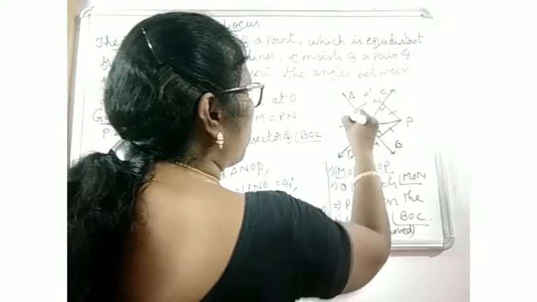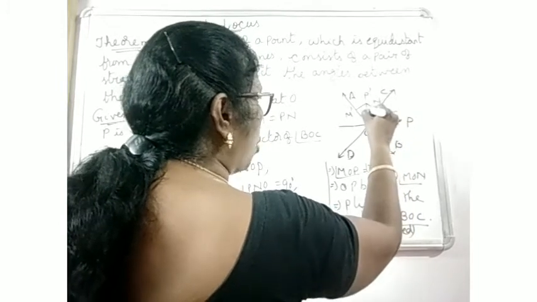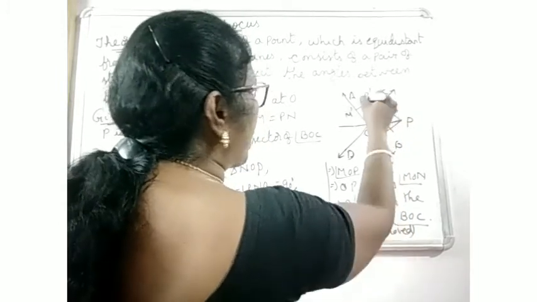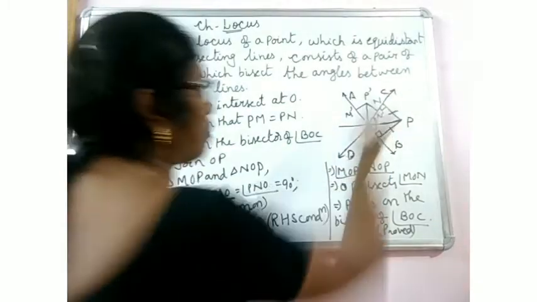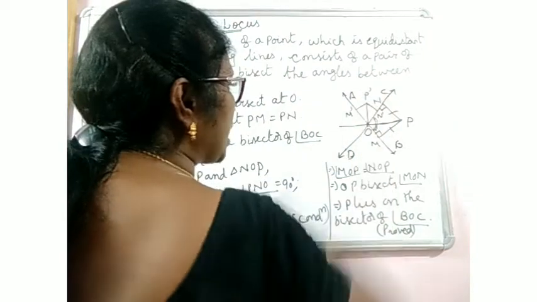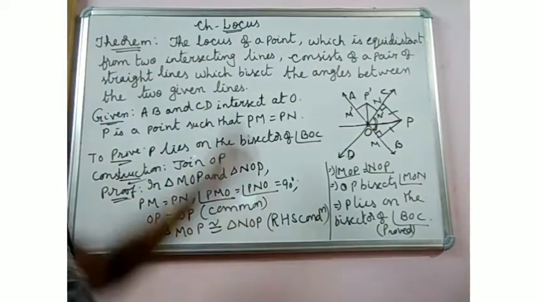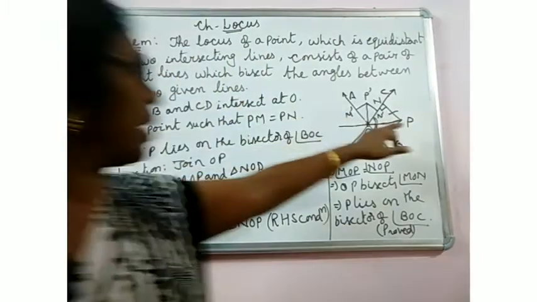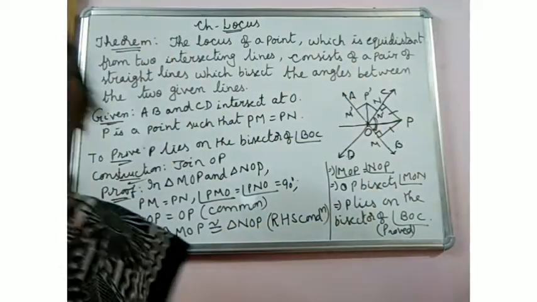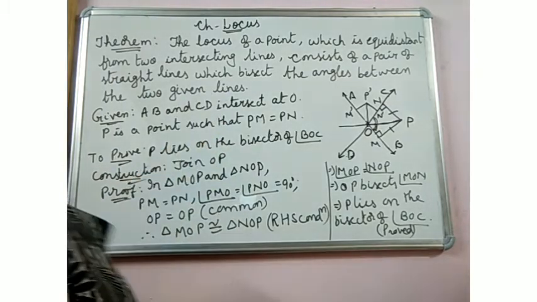Same way, if you take perpendicular M dash and N dash, automatically this OP dash bisects angle M dash O N dash. So one is OP, other one is OP dash. If you produce, you will get the straight line. So the locus consists of a pair of straight lines. This is one straight line, this one other straight line. Okay. Now let us have the converse of this theorem.